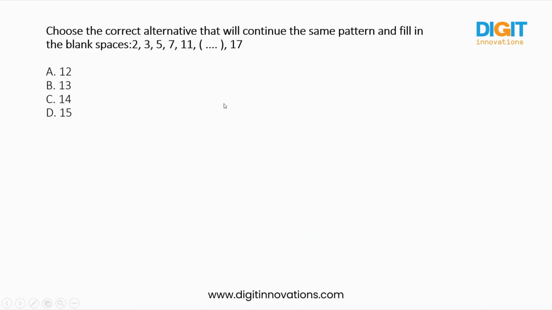So next one is: choose the correct alternative that will continue the same pattern and fill in the blank spaces. So this is a concept from number series. The first thing you have to keep in mind is the rules. You're going to have particular rules to be followed to find a pattern. First it would be addition and subtraction. Next it would be division and everything, and next it would be squares and prime numbers and everything.